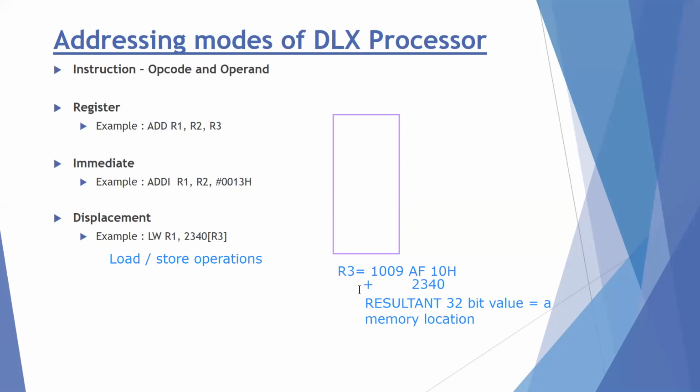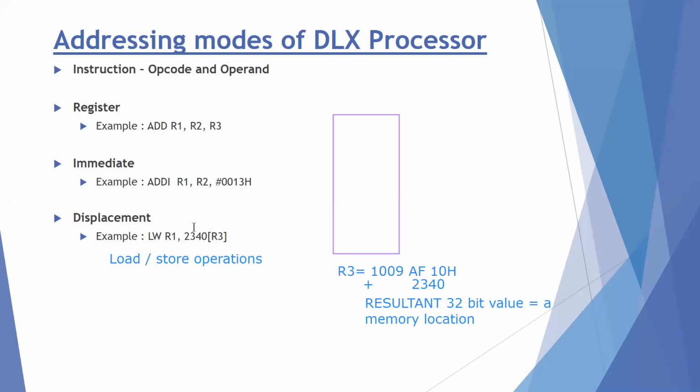I hope it's clear. Now, in a base displacement addressing mode, we have a base register and we have a displacement value specified in the instruction. Since it is a RISC-based architecture, all the operations to the memory and from the memory can only be done with the help of load store operations. So all load store operations are implemented using the base displacement addressing mode only.